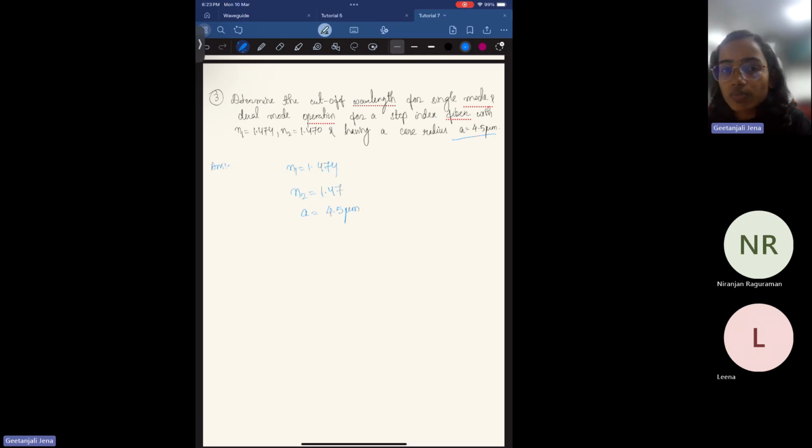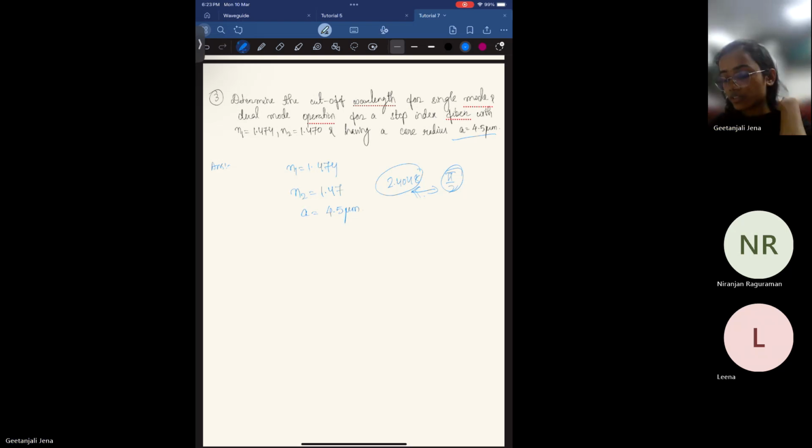So what I was telling is, whenever you are trying to solve this kind of questions, you know that for the step index fiber, we have the cutoff value 2.4048. This is for the single mode operation. But for the planar waveguide, step index planar waveguide, we have the cutoff value, which is pi by 2, right? So don't mix up these two values. So be careful while solving the problems.